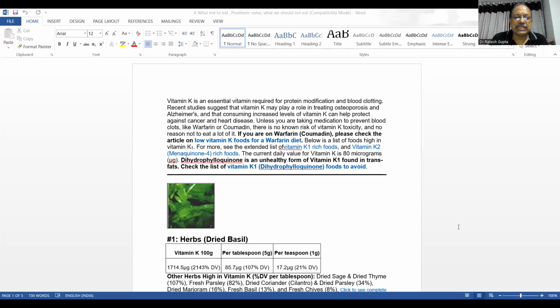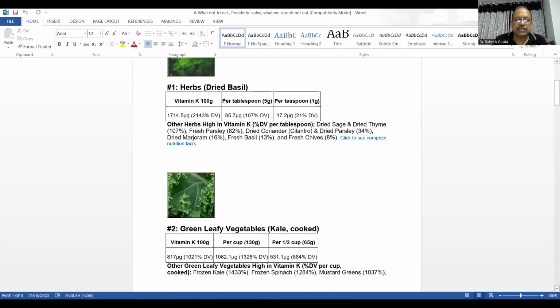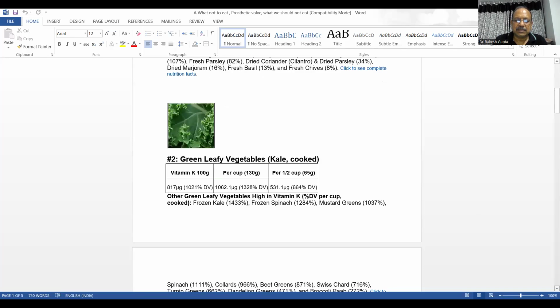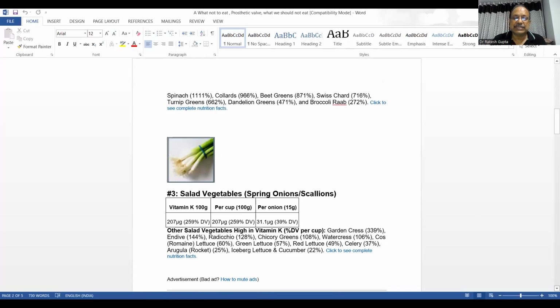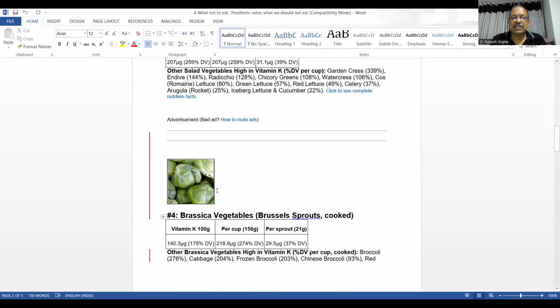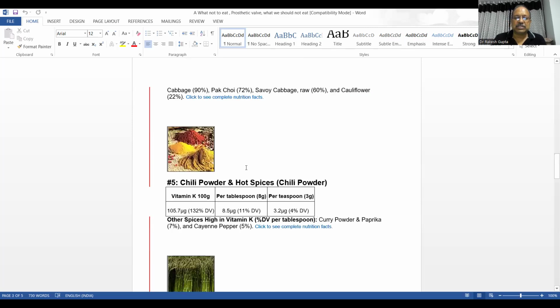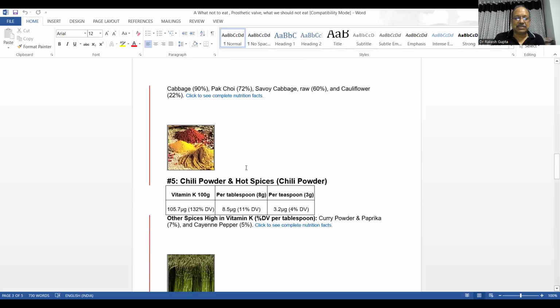So you can see my slides. Here in the presentation the first is herbs. We try to tell them not to eat these herbs. Then green leafy vegetables. Third is especially spring onions and salad. And fourth is brassica, like cabbage and cauliflower. Then chili powder and hot spices. We try to avoid them because they interfere with anticoagulants.